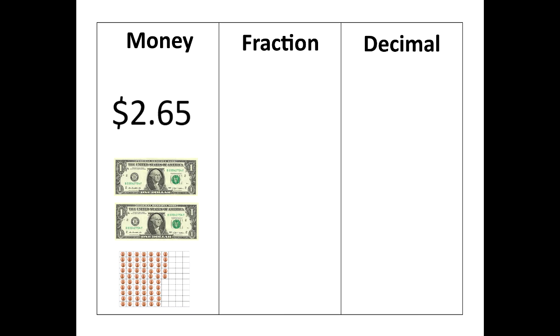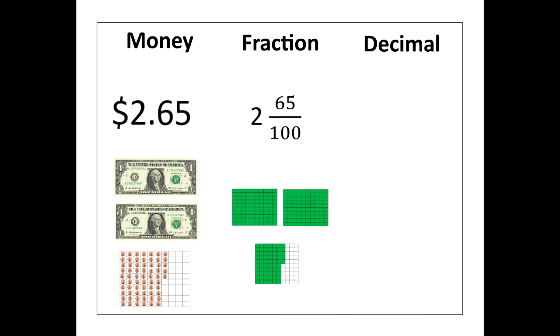To change my money into a fraction, I would keep my whole number of 2, but change the coins into a fraction. 65 out of 100 is 65 hundredths, so the fraction will be 2 and 65 hundredths. This is called a mixed number, which is when you have a whole number and a fraction.